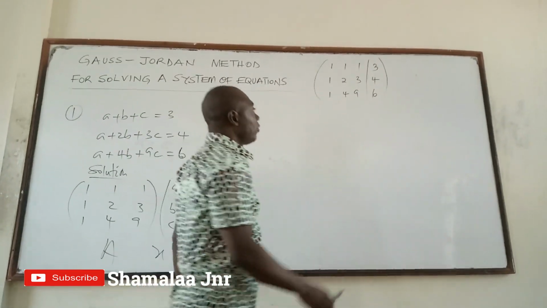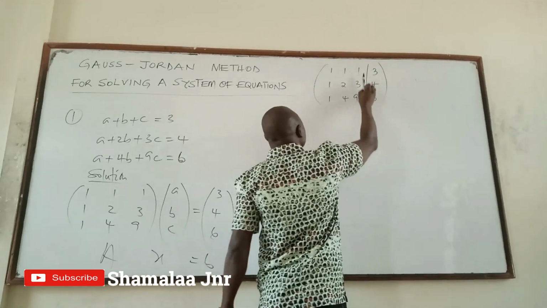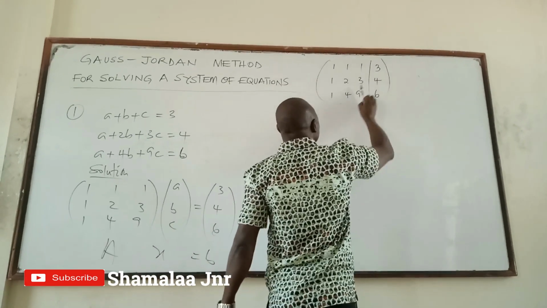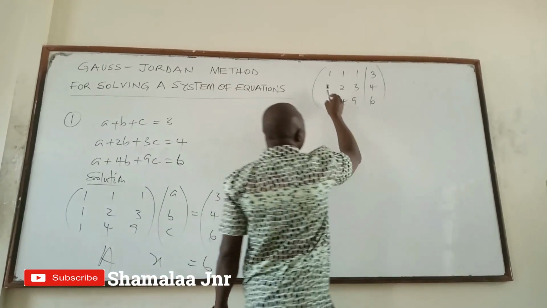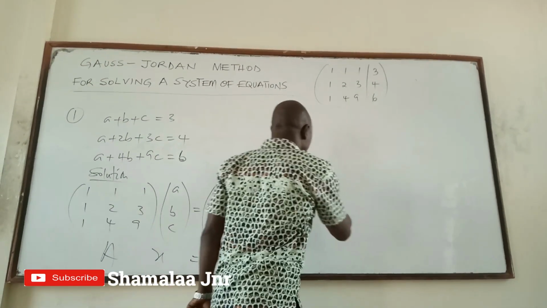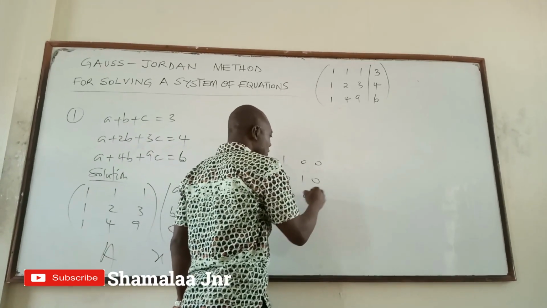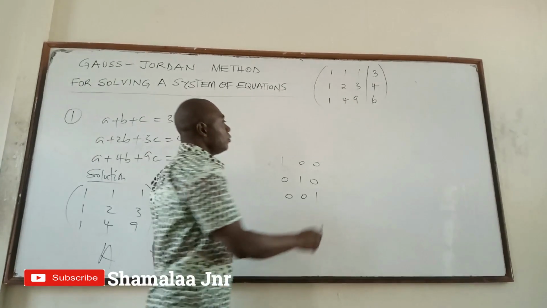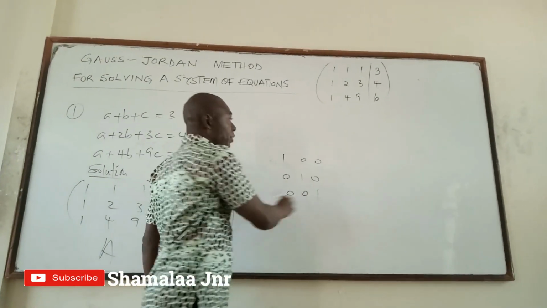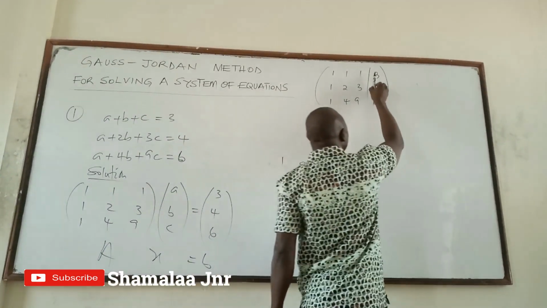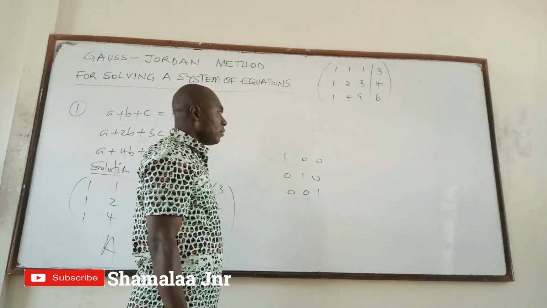In other words, we are going to cause the left-hand side here to be the identity matrix. That is 1, 0, 0, 0, 1, 0, 0, 0, 1. If you're able to transform this one into the identity matrix, whatever will be on the right hand side will be the solution to the system of equations.